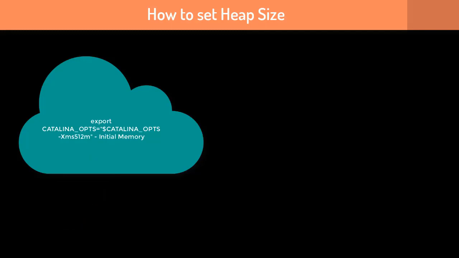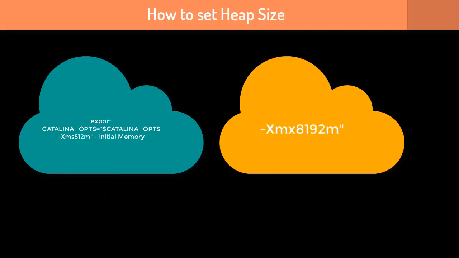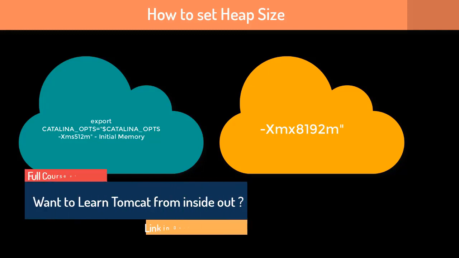So if this memory gets full, then we have another JVM parameter which is Xmx, which is the maximum memory. So once the initial memory is full, the JVM can extend up to the Xmx parameter. So if we define Xmx as 1024, then it can go up to 1024 MB, which is 1 GB. Okay, so likewise you can increase or decrease the amount of memory given to the JVM.